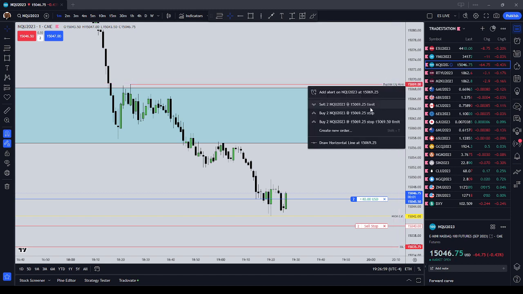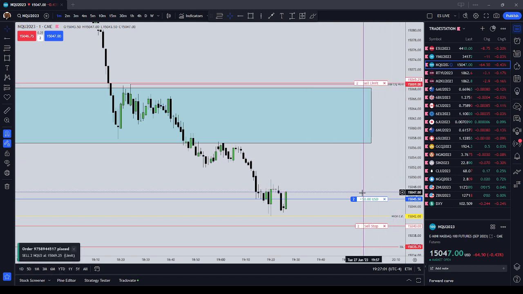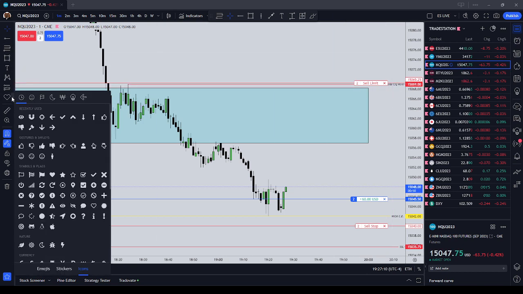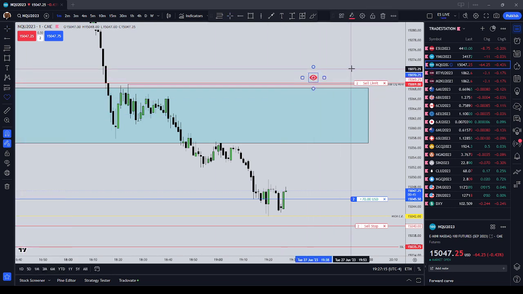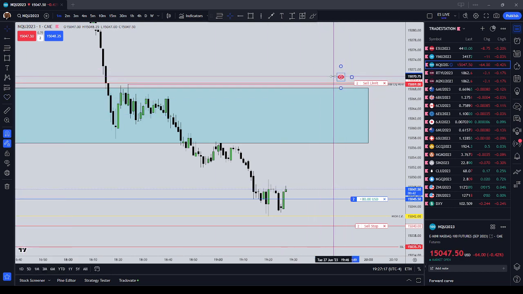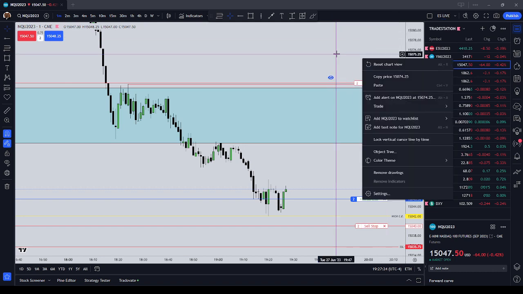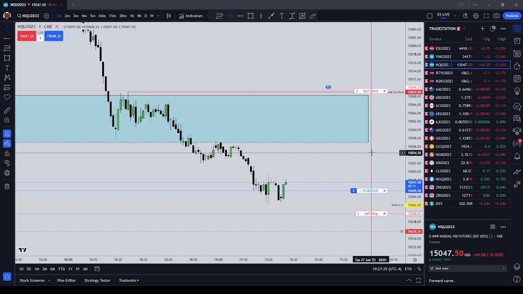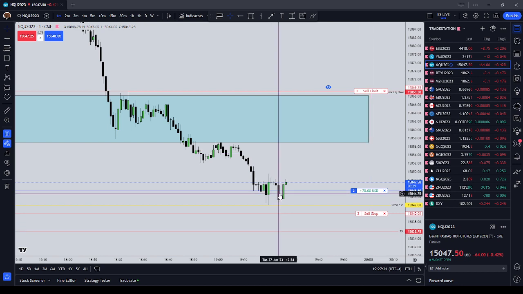Okay, I'll put the order right there. So buy side liquidity would be right there. That is what I'd be looking at, to draw your attention. Balanced price range, 1-minute chart here.